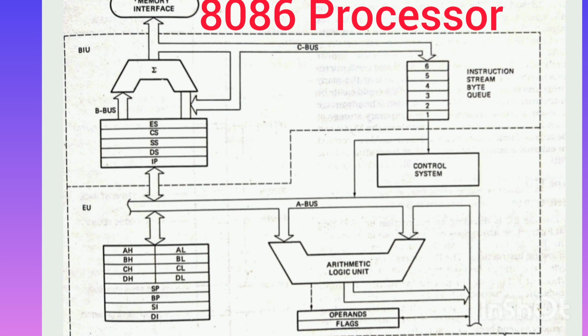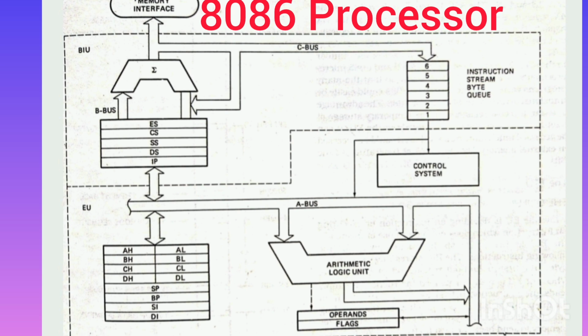8086 microprocessor has 20-bit address bus. So the memory capacity of the processor is equal to 2 to the power of 20 is equal to 1 megabyte of memory. The memory capacity of any processor is equal to 2 to the power of n, where n is equal to number of address bits. Therefore, the memory capacity of any processor depends on the number of bits.